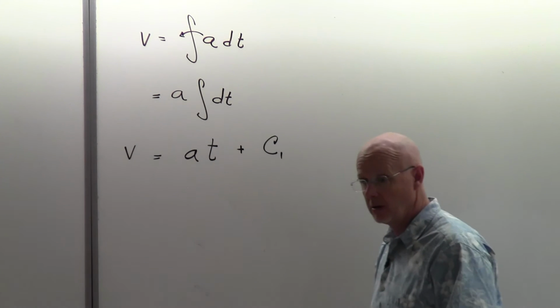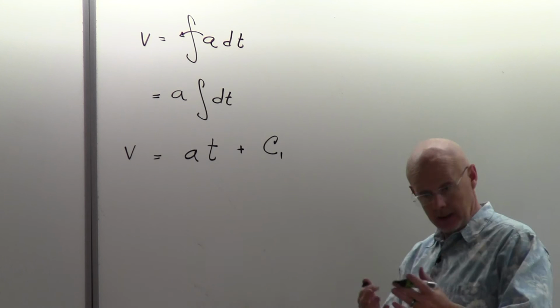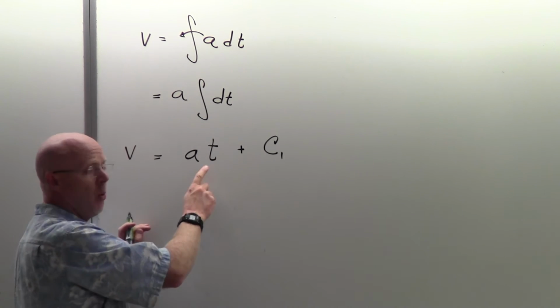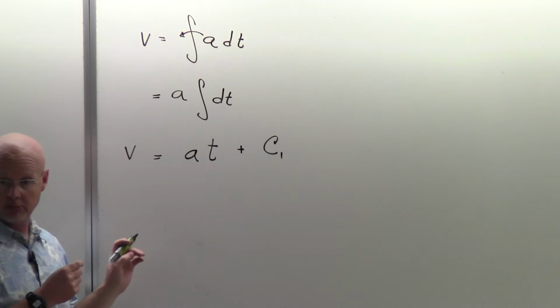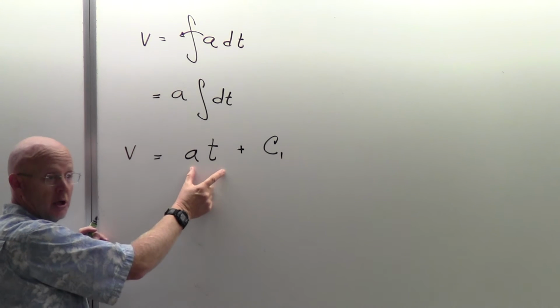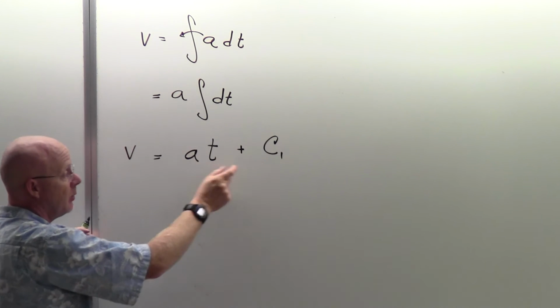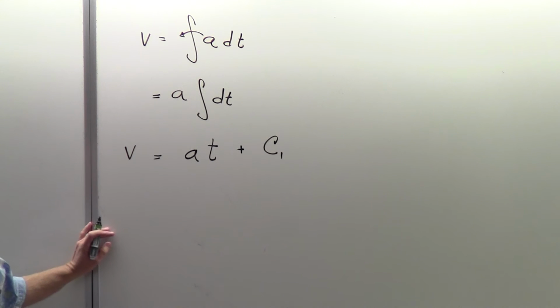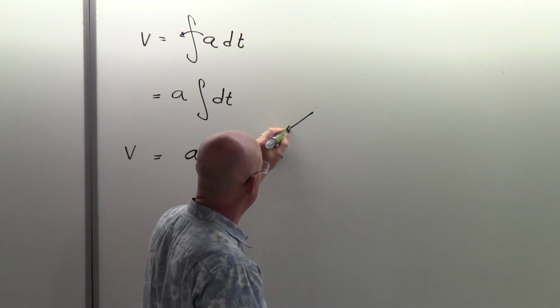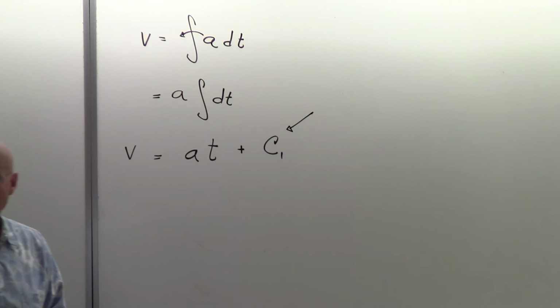Would C1 be like the velocity that you start at? Exactly. Think about this whole equation, and particularly, what about when time equals 0? If time equals 0, what would you get here? So what velocity would you get when time is equal to 0? Yeah, you would get that constant, that C1. So what this constant of integration is really saying is, what is the speed when time is 0?